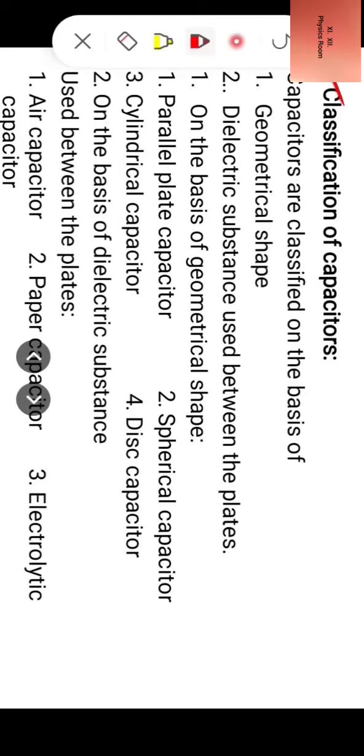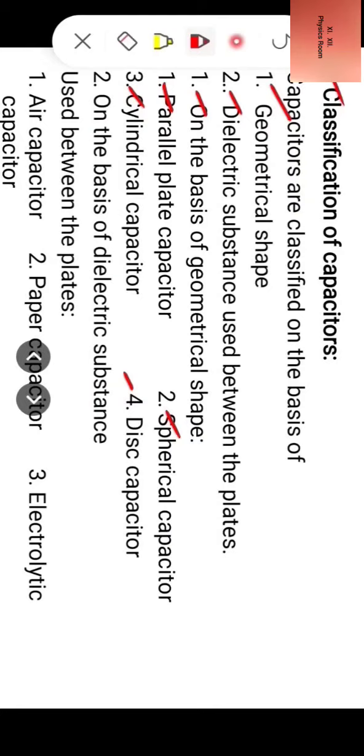Capacitors are classified on the basis of number 1, geometrical shape, and number 2, the dielectric substance used between the plates. So, let us take up one by one. First, on the basis of geometrical shape, we come across number 1, parallel plate capacitors, number 2, spherical capacitors, number 3, cylindrical capacitors, and number 4, disc capacitors.